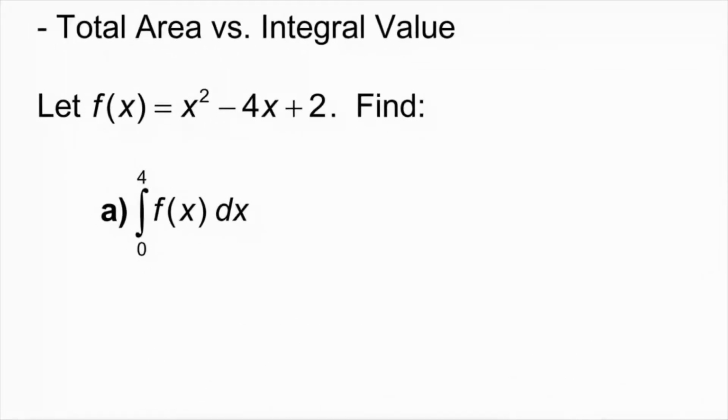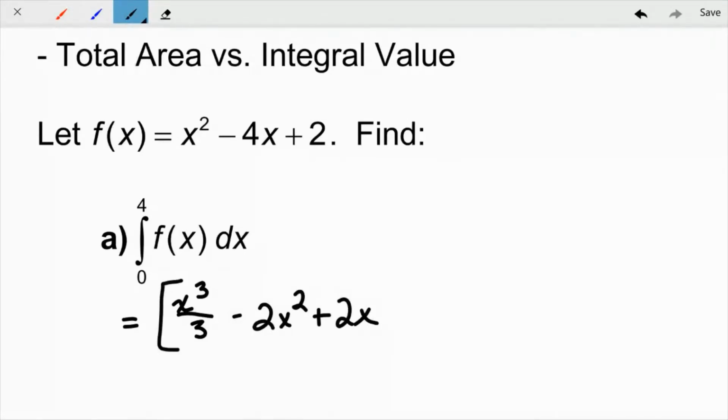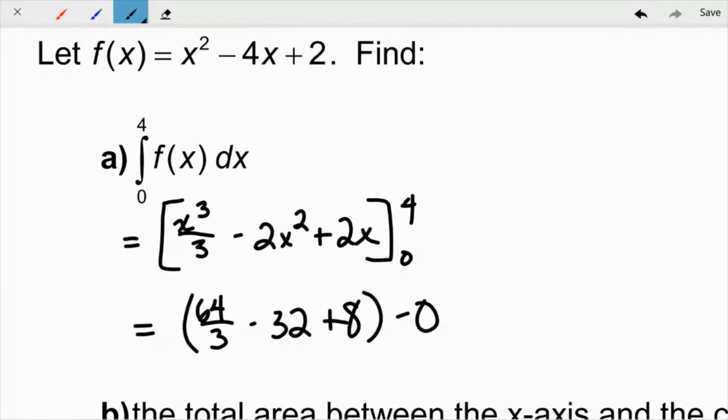Well, to solve the integral, this is pretty straightforward. This is not difficult to do. Essentially what we're going to do is take our antiderivative, which would be x cubed over 3 minus 2x squared plus 2x. We're going to evaluate that from 0 to 4. And when we plug everything in, you're going to end up with 64 over 3 minus 32 plus 8, all of that minus 0. When you plug in 0, all of those terms become 0. And in the end, what you're going to get here is negative 8/3.